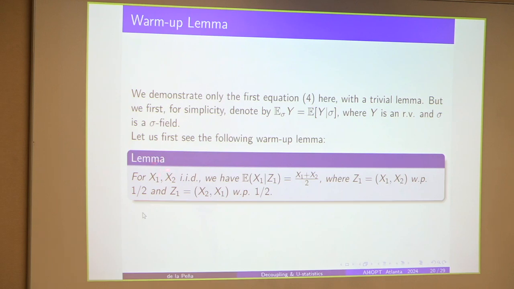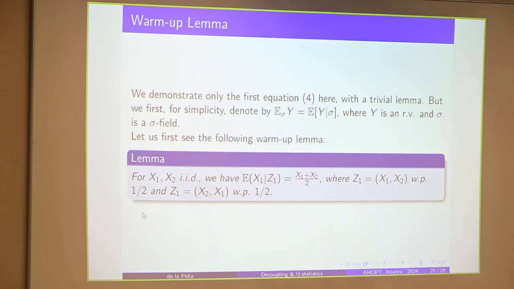Now, the proof of the law of large numbers by using martingale arguments is based on an extension of this lemma. So the lemma says that if you condition on the situation where you know the values of x1 and x2, but you do not know which value is the right one, then those are the C's. C1 is (x1, x2) with probability a half, and C1 is (x2, x1) with probability a half.